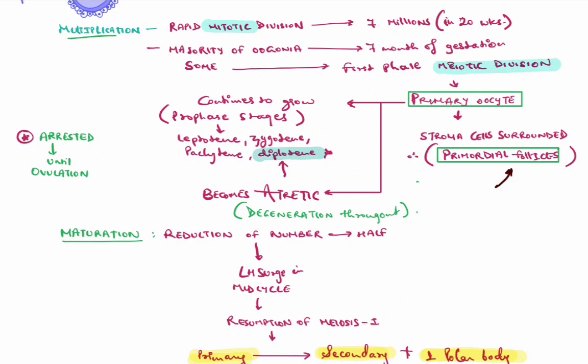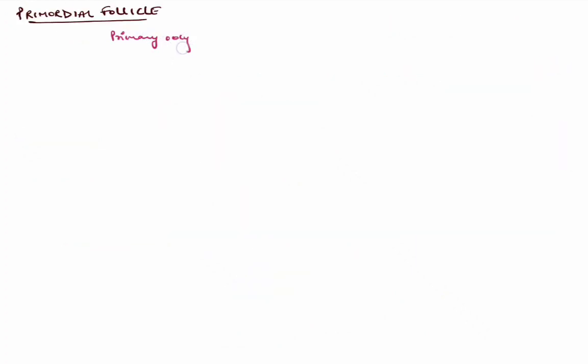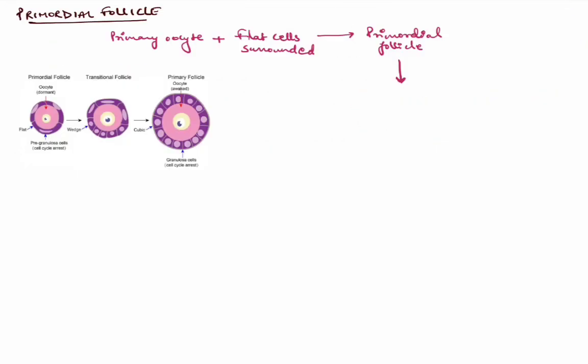Now what is the primordial follicle, which we have talked about? It surrounds the primary oocyte; when it gets surrounded by flat cells, it is known as the primordial follicle. So as you can see here in this image, this is the pregranulosa cell, and then it gets converted into granulosa cells.